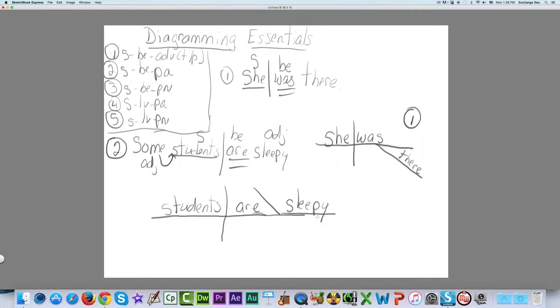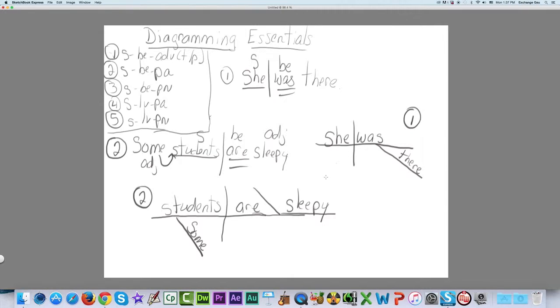So in this sentence, I also have to account for this modifier, this adjective, "some," right? It answers the question, how many students? Some students. So we need to put that under the word that it modifies. So modifiers, adjectives and adverbs, go under the word that they modify on a lower diagonal line, "some." All right, so this is my pattern 2 diagram.